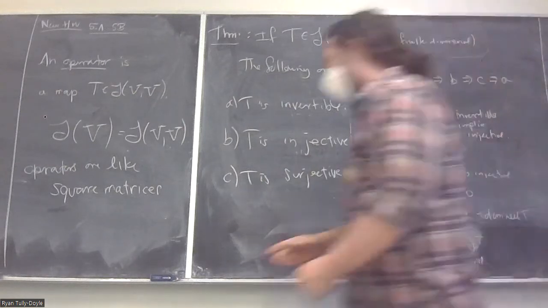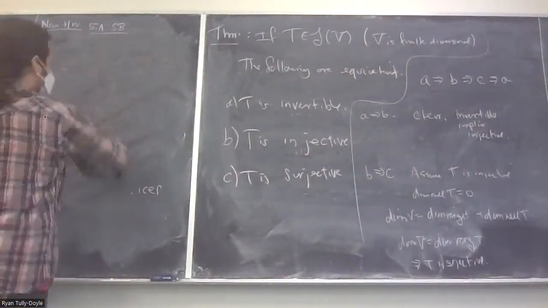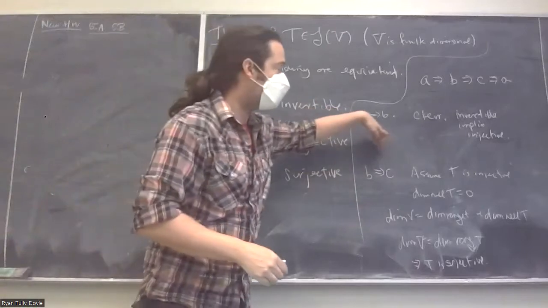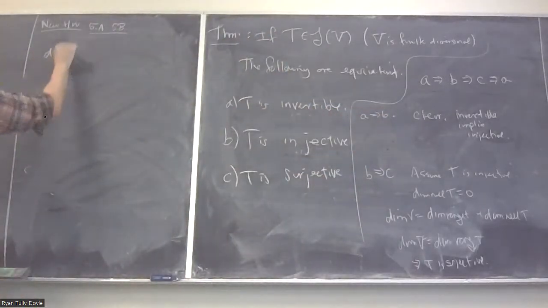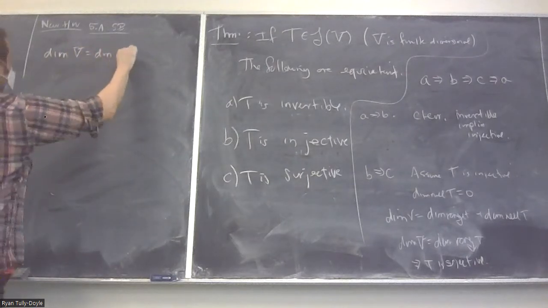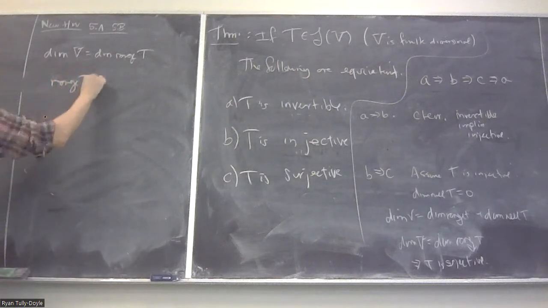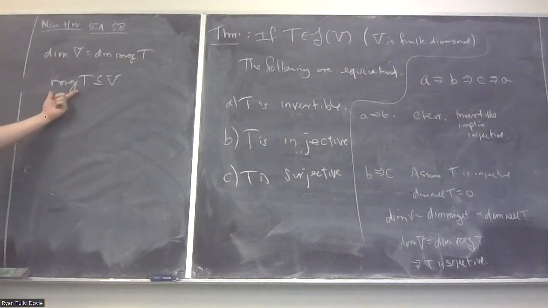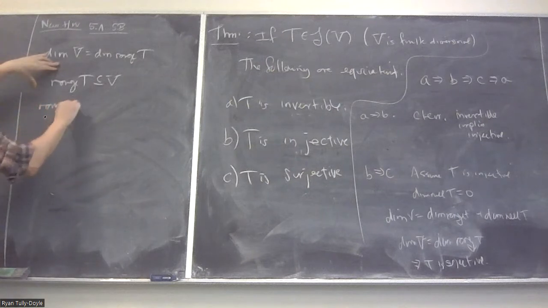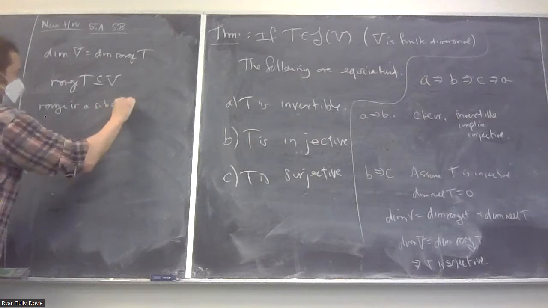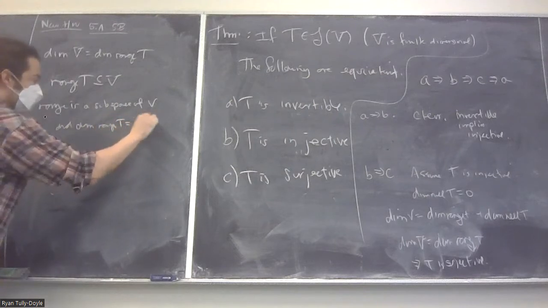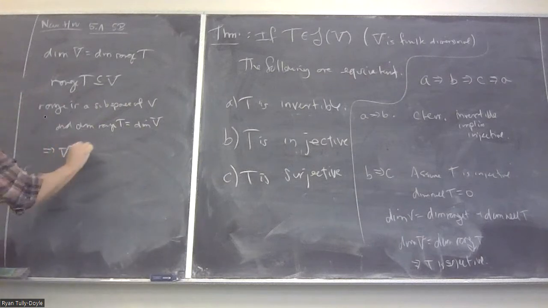I should be more clear about what's going on here. This works because T takes V into itself. We have the dimension of V equal to the dimension of the range of T, but the range of T is contained in V because T takes V into itself, right? If I have a subspace with the same dimension as the big space, then the spaces are equal to each other. I have the range of T, a subspace of V, and the dimension of the range of T is equal to the dimension of V, and those two things together require that V is equal to the range of T.